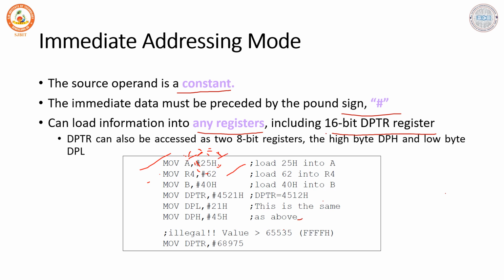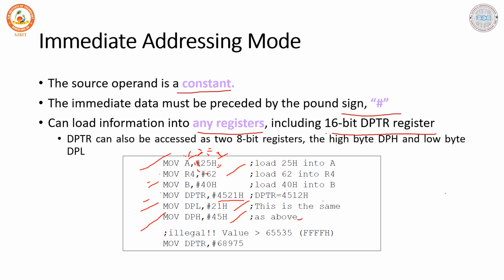If you mention H, it is a hexadecimal value. If you don't mention it also, it will take it as a hexadecimal value itself. We can load it to any of the registers, as I said, like A, B, R. As well, we can also load it to DPTR. If we are using the entire DPTR, we have to make use of a 16-bit value. If you are using the 8-bit locations of the DPTR, we can use DPL and DPH with 8-bit constant values.